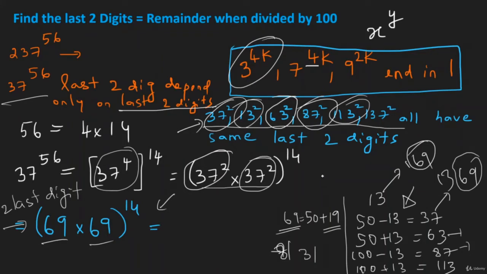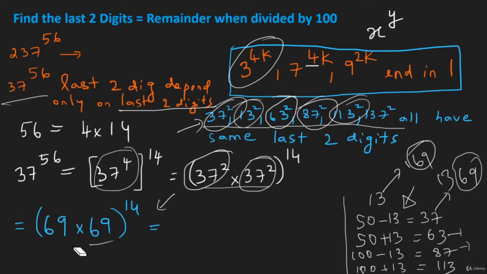Alright, let's move on. So over here we have 69 square to the power 14. Let me make some space over here. Alright, let's move on.